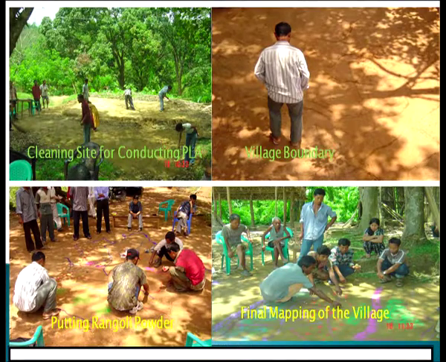These are some of the pictures that you can see here. In the first picture, as you see, cleaning the site for conducting PLA is taking place. With the help of villagers and volunteers who are doing the PLA, we clean the site, and when the site is ready, what we do next is the village boundary is drawn. With a stick, we draw the boundary roughly, and it has to be corrected also if it is not going rightly.